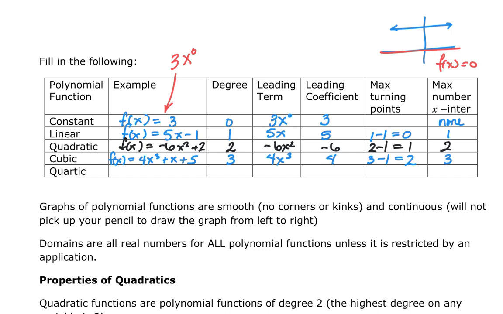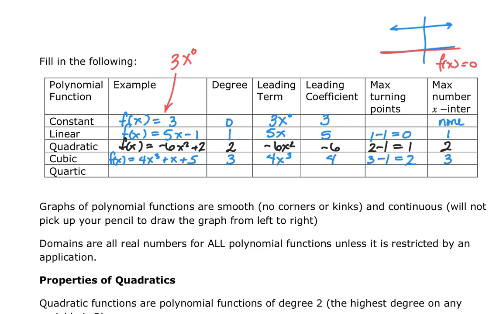With cubics, or any odd-powered polynomial, you're not guaranteed any turning points, but you are guaranteed one x-intercept. We could have up to 3, but I may not have 3. I could have 1, I could have 2, I could have 3, but I am guaranteed at least 1.